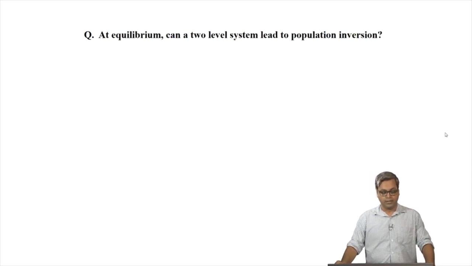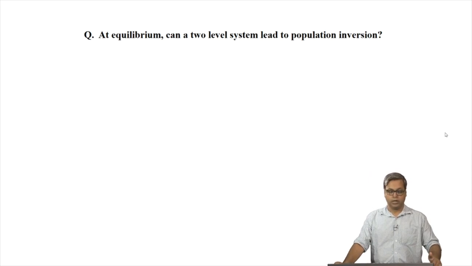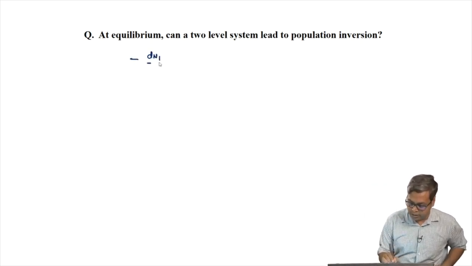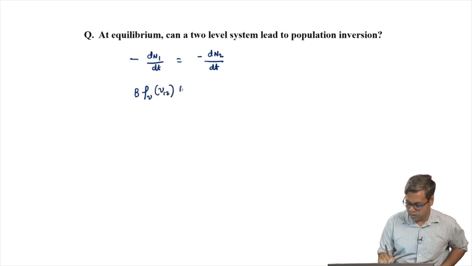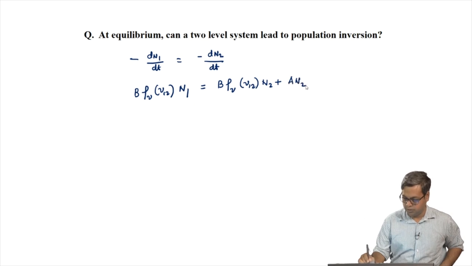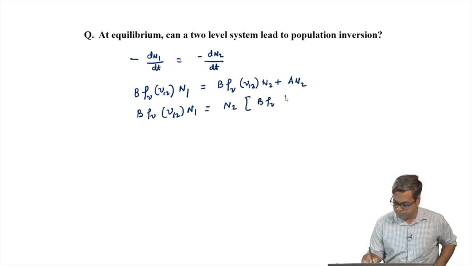So, the second question we have is, at equilibrium, can a two level system lead to population inversion? At equilibrium, the rate of absorption will be equal to the rate of emission. So, we have two emission processes. In other words, I can write minus dn_1/dt will be equal to minus dn_2/dt. So, minus dn_1/dt is B rho(nu_12) n_1, and this will be equal to B rho(nu_12) n_2 plus A n_2. So, we can write B rho(nu_12) n_1, if I take n_2 common, as n_2 times B rho(nu_12) plus A.